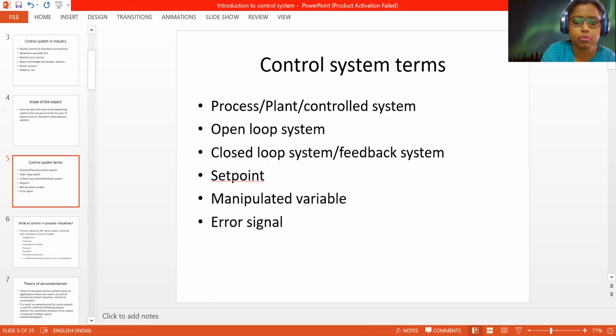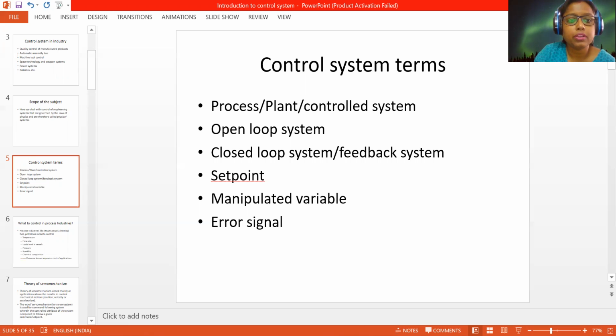then this particular process has different types of parameters to be controlled. It may be flow, it may be level, it may be some other parameters. So these parameters have to be controlled. So here the process has the parameters which need to be controlled, and here I am presenting you a basic block diagram of a process control loop.